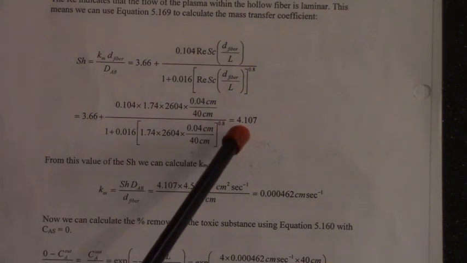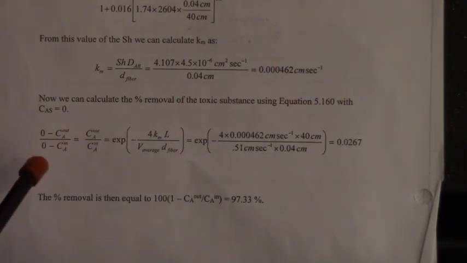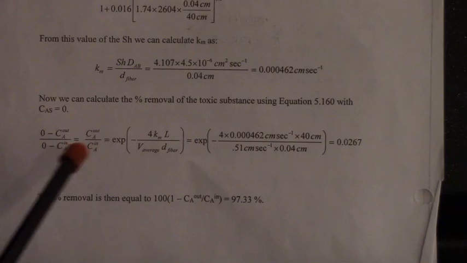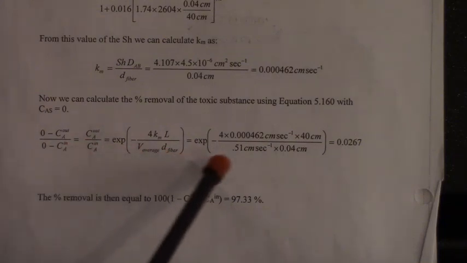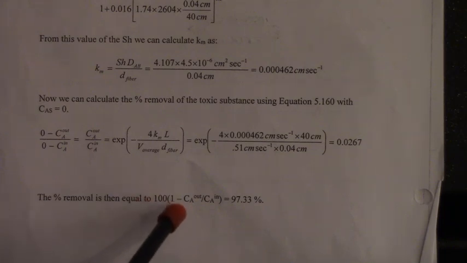Plug in all the numbers, you get a Sherwood number of 4.107. Calculate the mass transfer coefficient. It comes out to be 0.000462 centimeters per second. And then we go to equation 5160, and with the surface concentration being equal to 0, that equation looks like this right here. Pop in the numbers, and then the percent removal, as I mentioned in the previous problem, would be 1 minus Ca out over Ca in, and if you want the percent, you would multiply that by 100, so we get 97.33%.